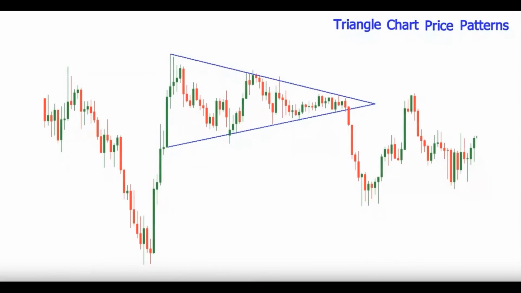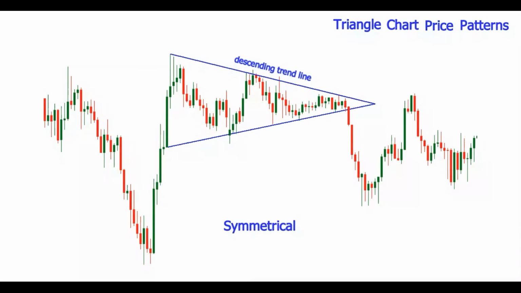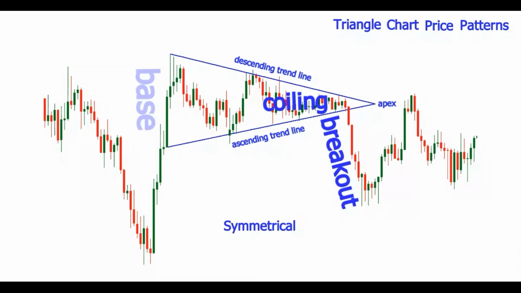The symmetrical triangle pattern is formed by two intersecting trend lines of similar slope. These two lines are converging at a point called apex. The coiling of price that happens inside the triangle will eventually result in a breakout. The breakout can occur in any direction and the move is often as big as the base of the triangle.